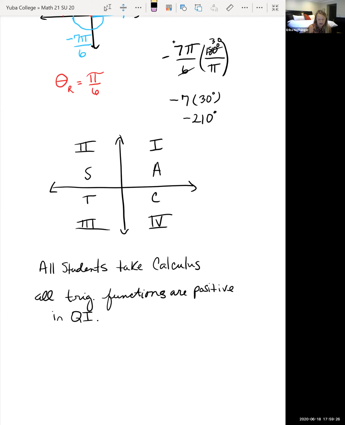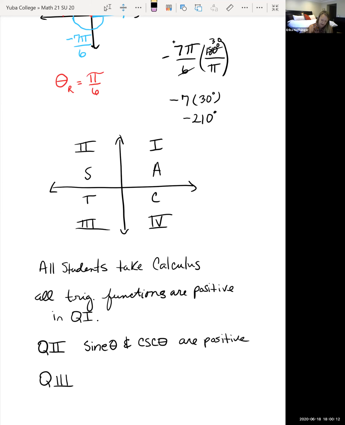S represents the trigonometric functions that have sine in it, just sine. So quadrant 2, sine theta. And the other trigonometric function, the reciprocal, 1 over sine theta, that's the other one that's positive in quadrant 2. And that was the cosecant theta. So they're positive in quadrant 2. Other ones are negative.